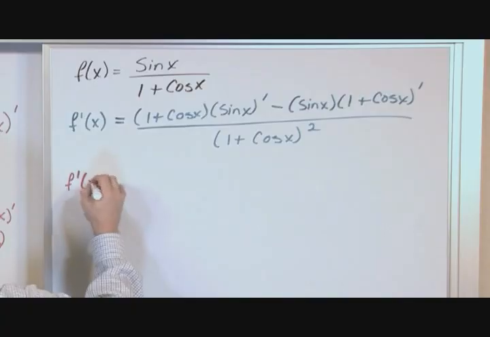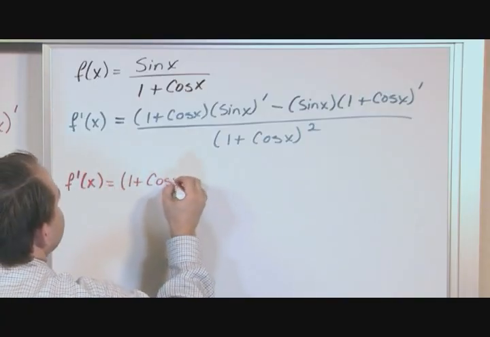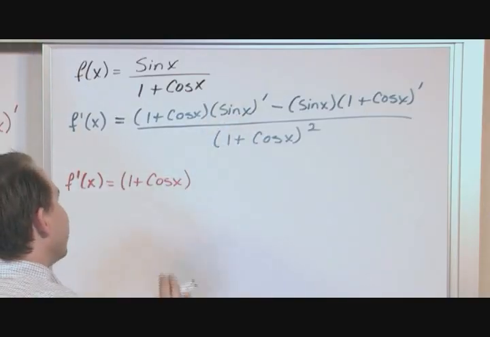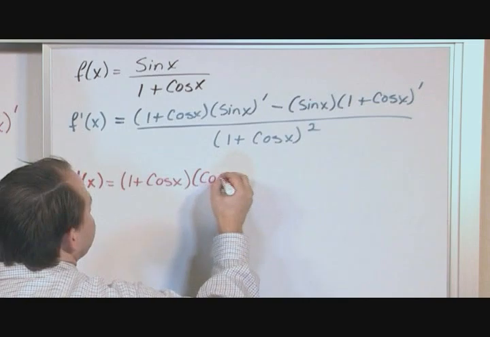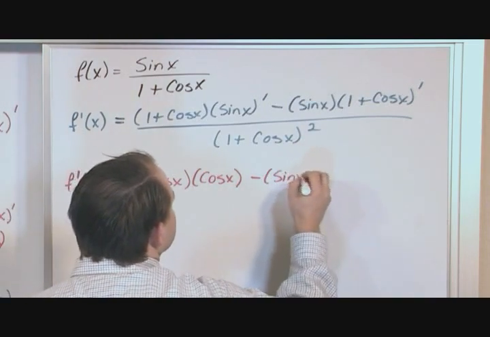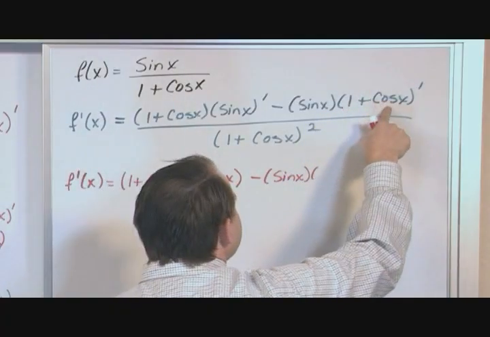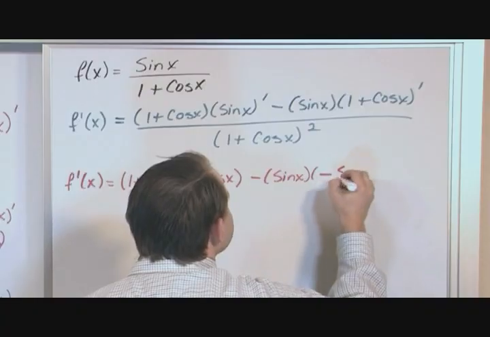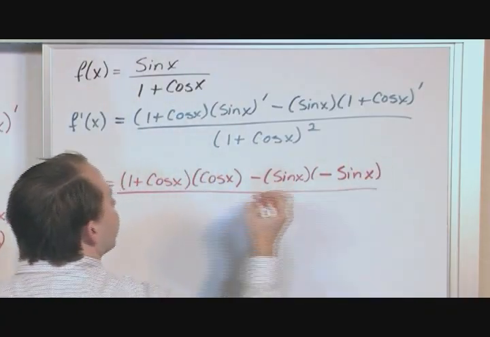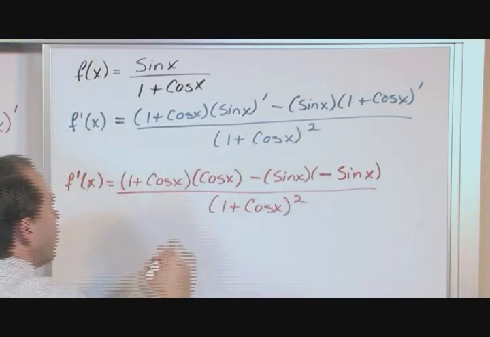F prime of x. So what we'll have is 1 plus cosine of x. What is the derivative of the sine function? That's the one that you should always remember because it's just cosine. Cosine of x minus the sine from here, sine of x. What is the derivative of all this? Well, the derivative of this is 0. What is the derivative of cosine? It's negative sine of x. All over 1 plus cosine of x squared.